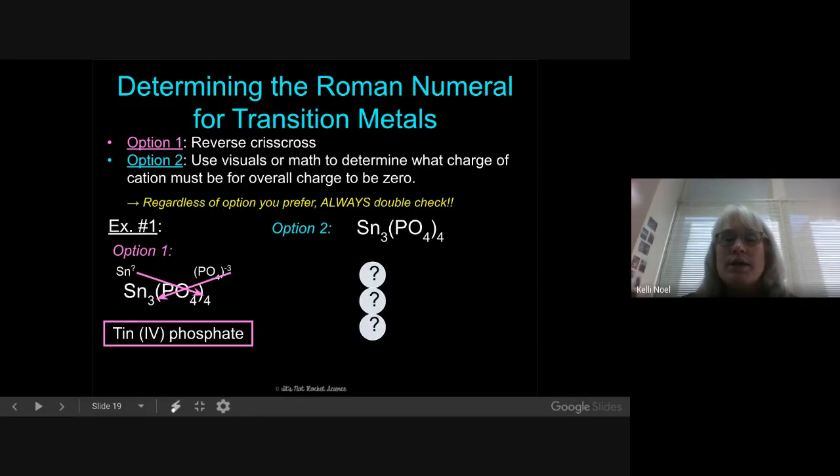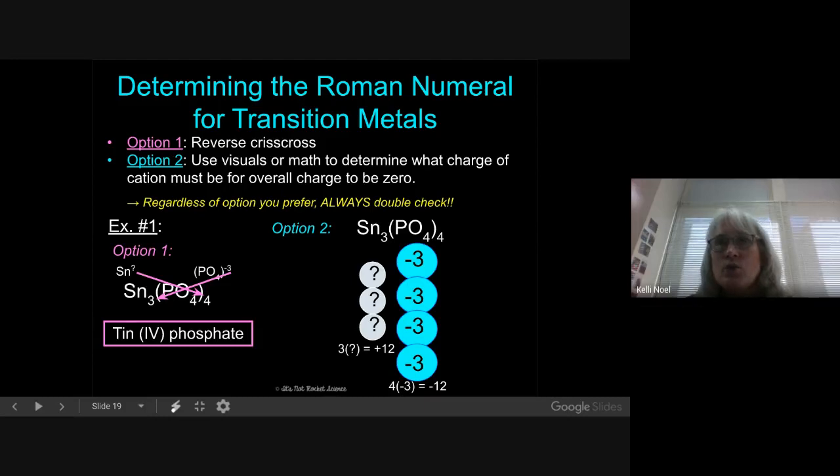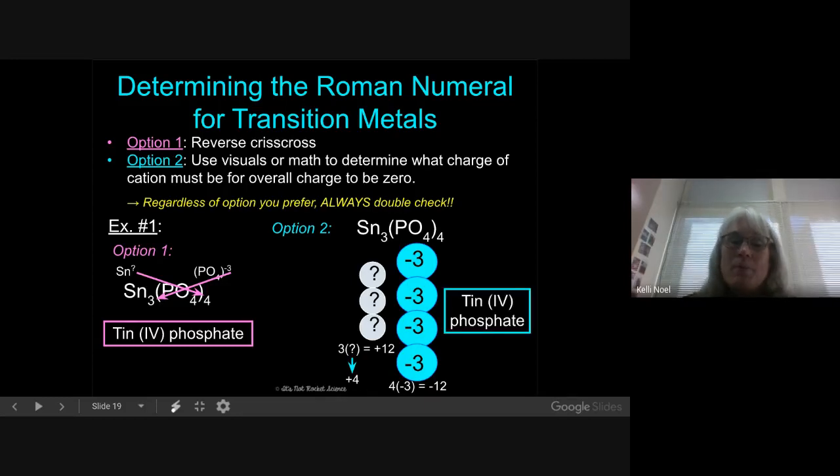There are 3 10s there, and we have 4 PO4s, and each PO4 has a charge of -3. So we know that 4 times 3 is -12, and so we need a -12 over here. And so what times 3 is going to give us a +12? Well, that would be a +4. So you can do it either way. I personally like the reverse crisscross from the option 1.